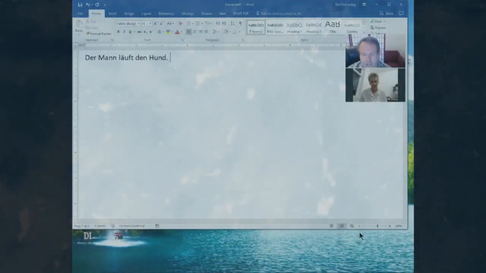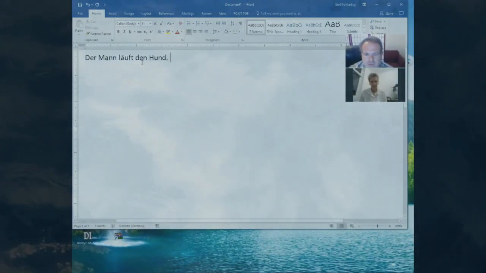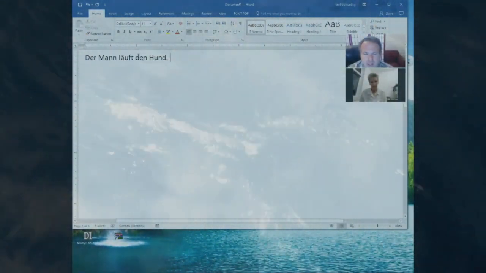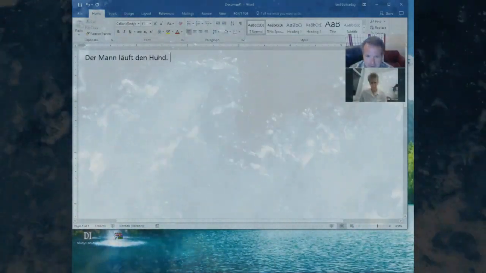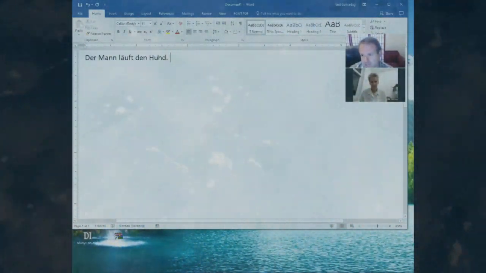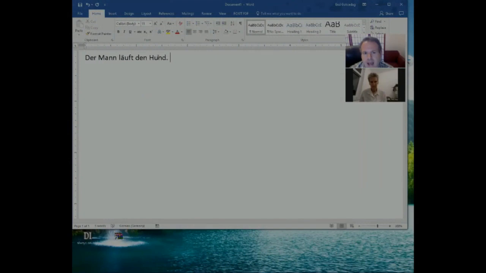Okay. You understand it, right? That sentence. Den, which is the accusative article for the object Hund, right? Because Hund in this case is the direct object. The direct object because it's directly linked to the subject, der Mann.